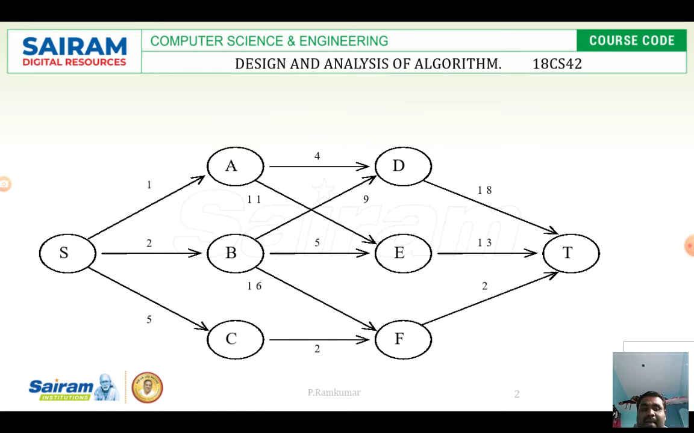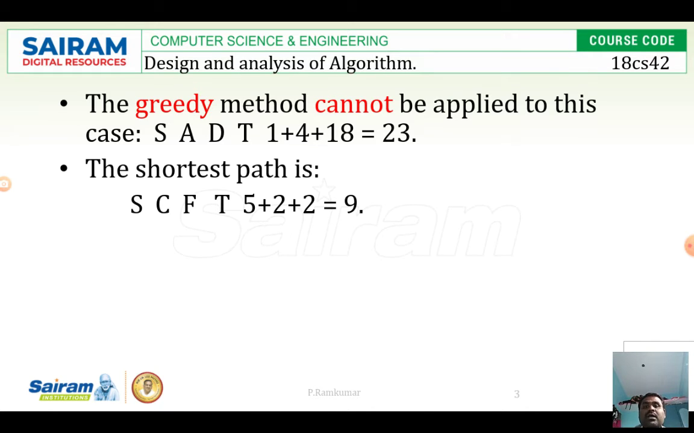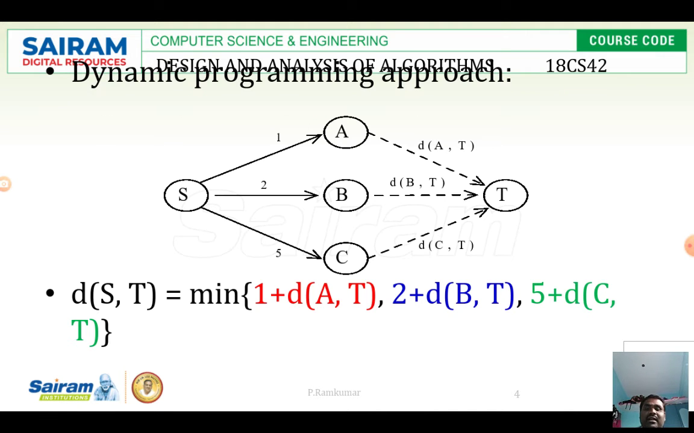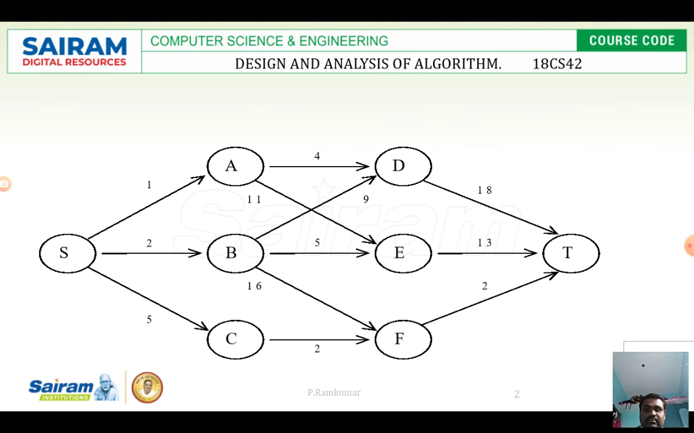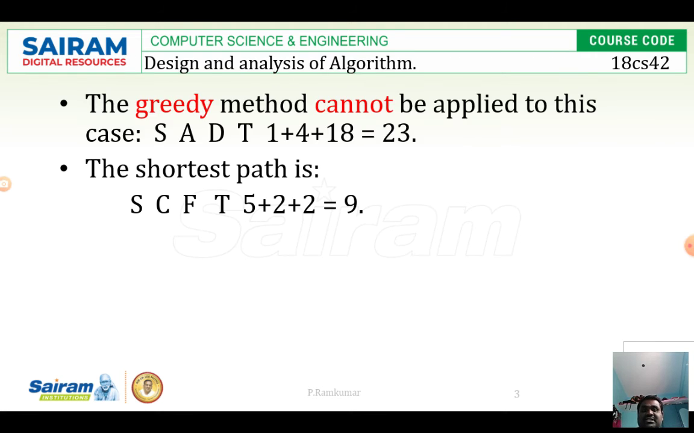When I approach with the greedy method, greedy method means before solving the problem I already know the solution, and accordingly I move ahead. S, A, D, T, that is 1 plus 4 plus 18, 23 will be the cost to reach the destination. Whereas if I apply the dynamic programming method, I will reach from S to C, C to F, F to T. So totally the cost will be 9. Within that we will reach the destination.